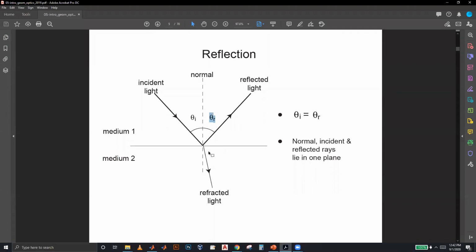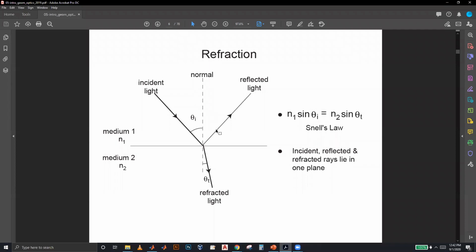Obviously, remember that no medium is perfect, so some of the light will also get refracted into the medium. But if it's a very ideal reflective surface, this energy is very low. And the other law is that the normal, the incident, and the reflected rays all lie in one plane. So in this case, everything's inside the plane of the screen that we're looking at. Okay, so the second phenomenon is refraction.